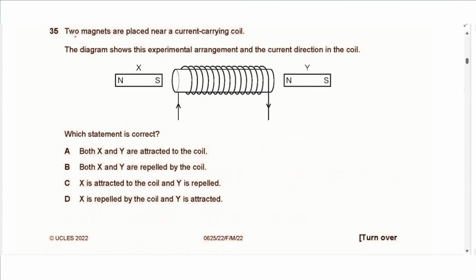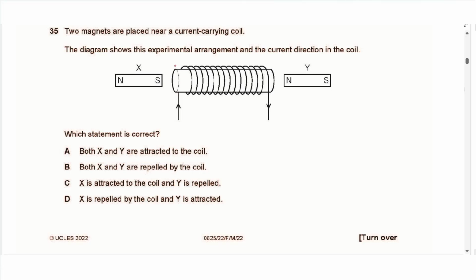Question 35 says two magnets are placed near a current carrying coil. The diagram shows this experimental arrangement and the current direction in the coil. Which statement is correct? Both X and Y are attracted, both X and Y are repelled by the coil. X is attracted, Y repelled, X is repelled, Y is attracted. So we need to know the polarity of this electromagnet.